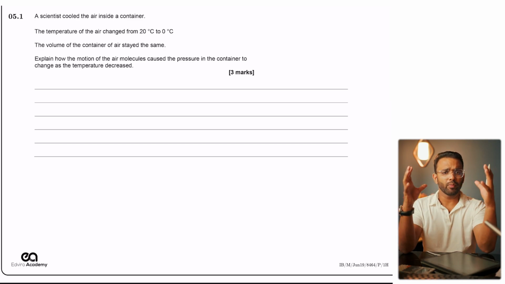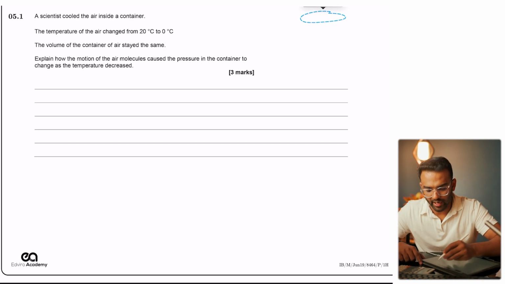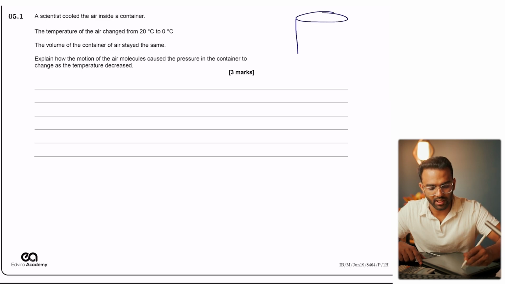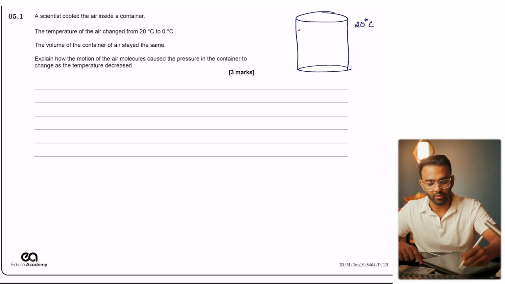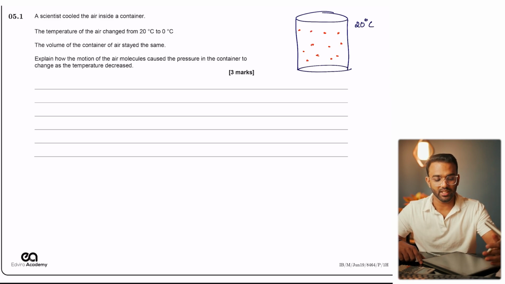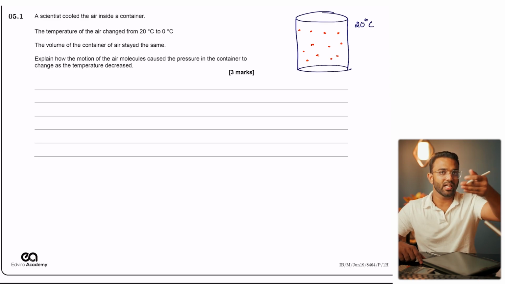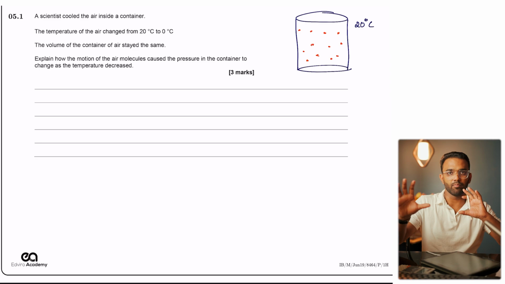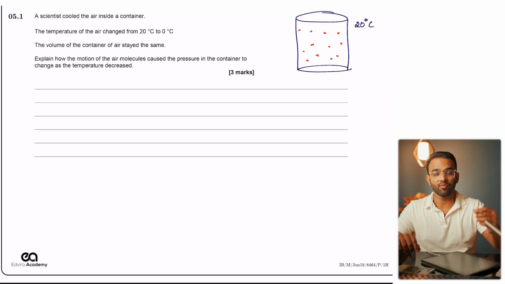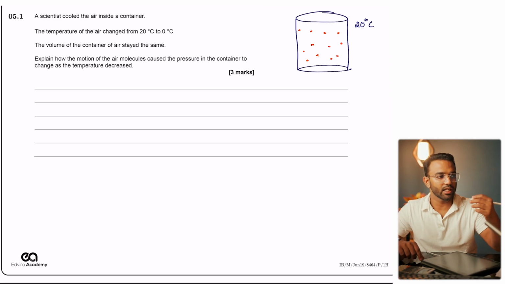Okay, but what do we mean by volume? Let me give you a context. Let's say the container was a cylinder just like that. It was initially 20 degrees. When it is at that temperature, all the molecules inside that container are moving quite fast, correct? At 20 degrees. But when you cool it down, you're taking energy away from all the molecules. So the molecules are going to move slower, and therefore it will cause a decrease in pressure.